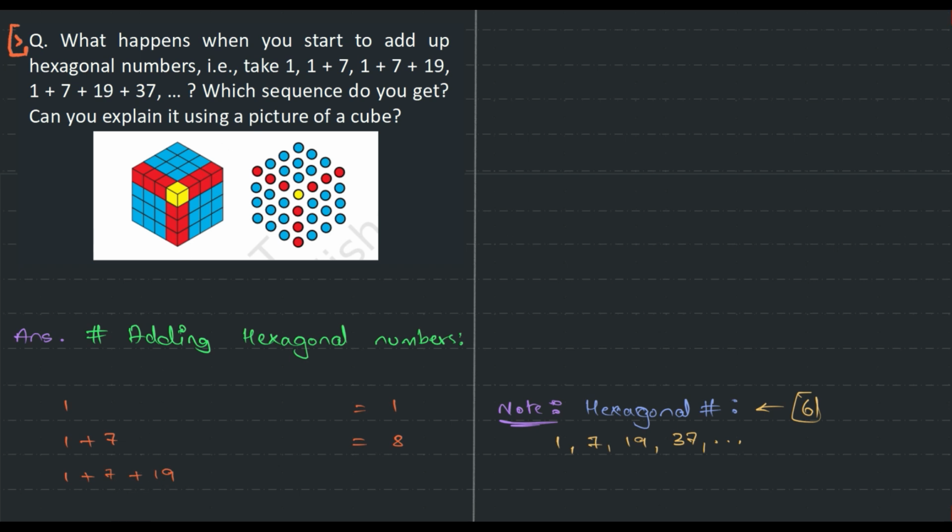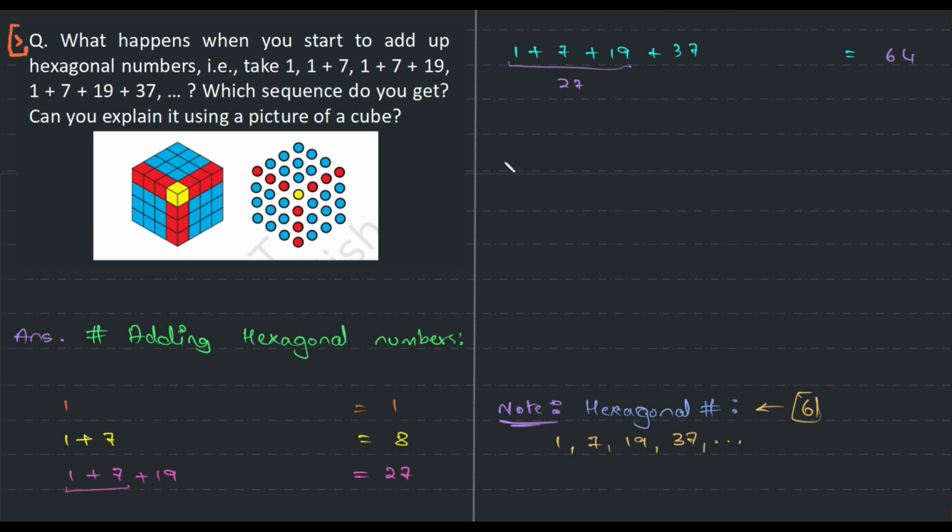Oh, I should have changed the color. Let me redo this. It's easier to look at: 1 plus 7, which is equal to 8. 1 plus 7 plus 19 will be equal to, this is the 8, we already saw that, 8 plus 19 is 27. Then we have 1 plus 7 plus 19 plus 37. So we know that this is already 27, we don't need to add that again. So this would be what? 27 plus 37 is 64.